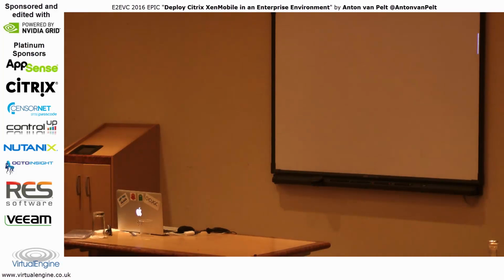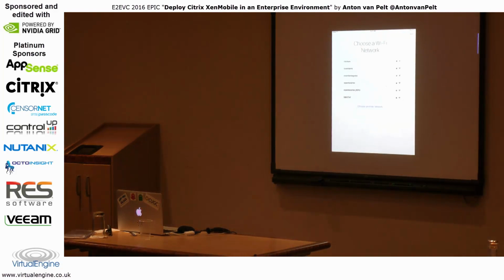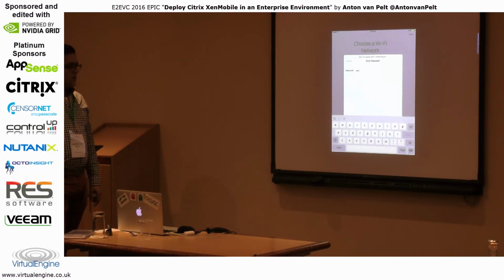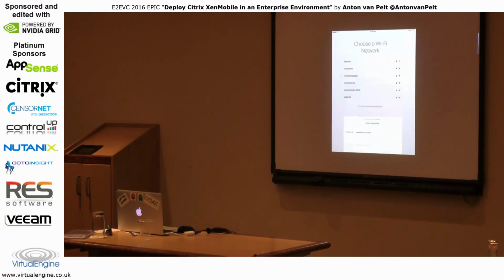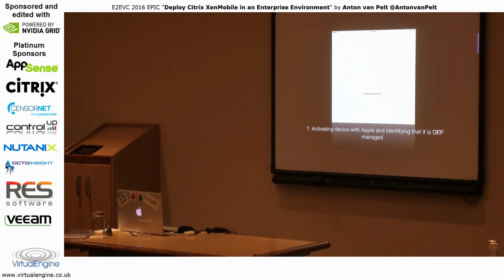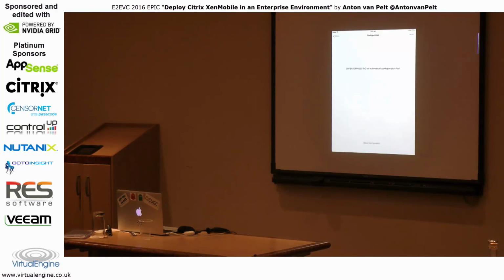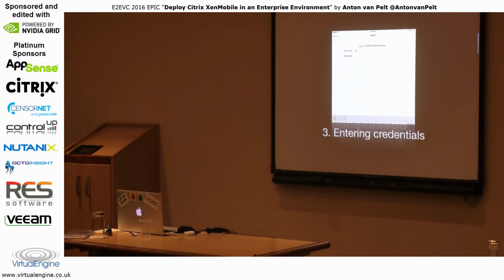Hopefully you can read it. So the device comes up, we select the Wi-Fi network. Here we type in the password for the Wi-Fi network. Then the device got activated in the DEP. The location service was enabled. You can sign into the work store up here already, so it will use the credentials later for Works Home.